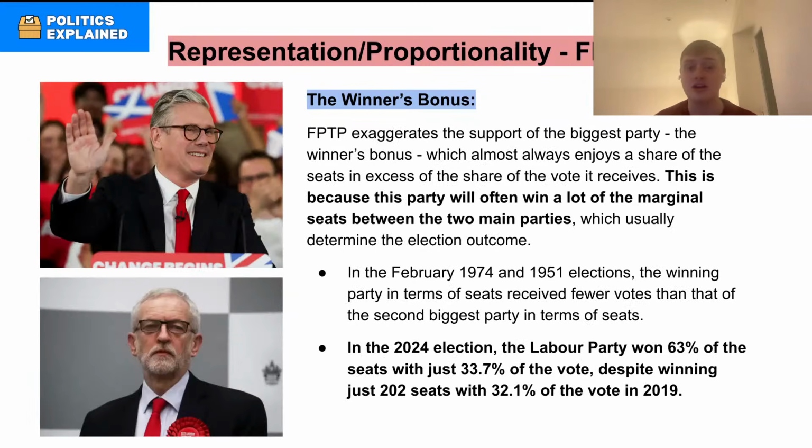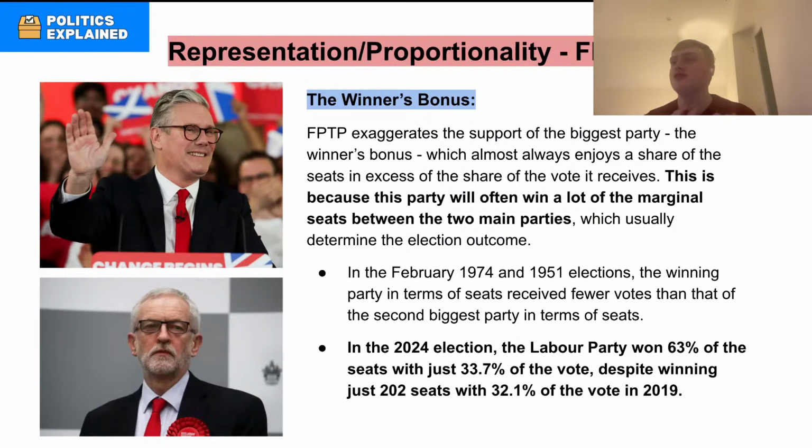So the first of these, the winner's bonus. First past the post exaggerates the support of the biggest party. So that's why it's called a bonus. The winner normally gets far more seats than their vote share should give them. And this is because they win a lot of the marginal seats between the two main parties.